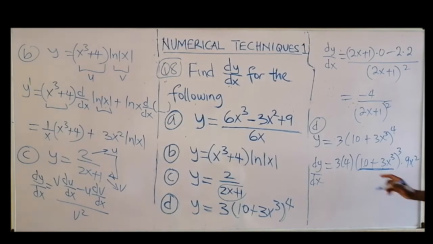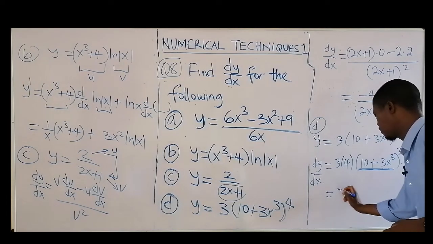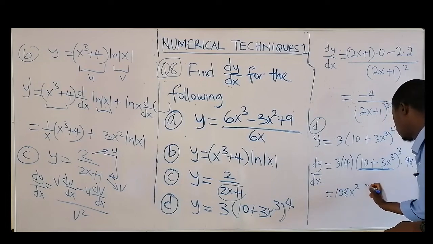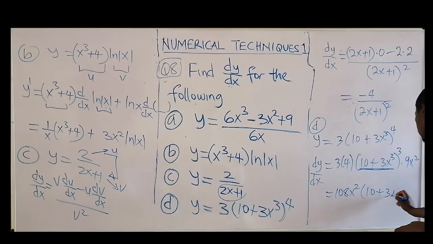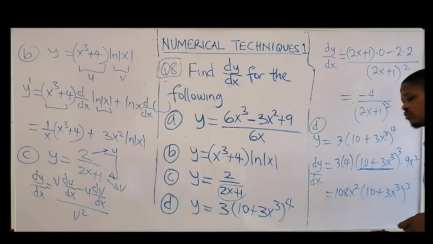So the final answer will just be 3 times 12 times 9, so that's 12 times 9, and that should be 108. That's 108x squared, bracket 10 plus 3x cubed, to the power 3. So that finishes that.